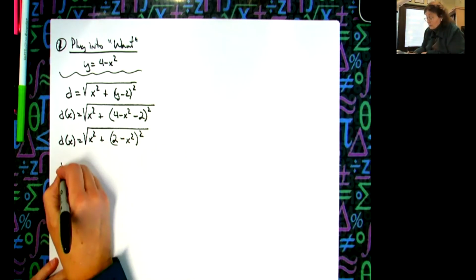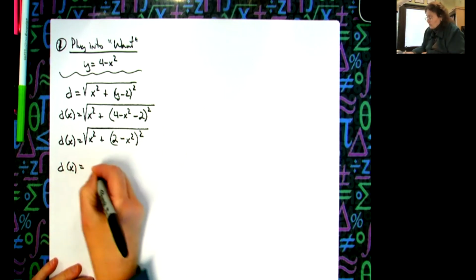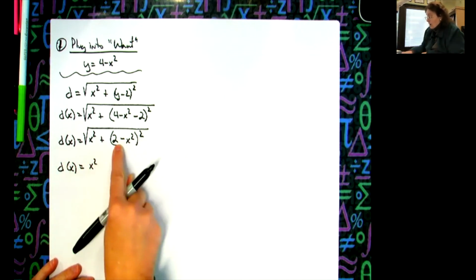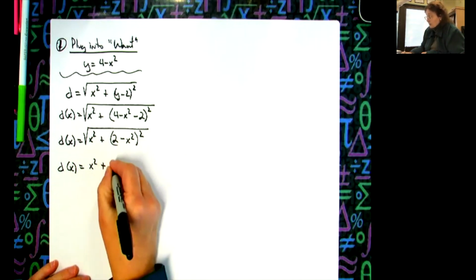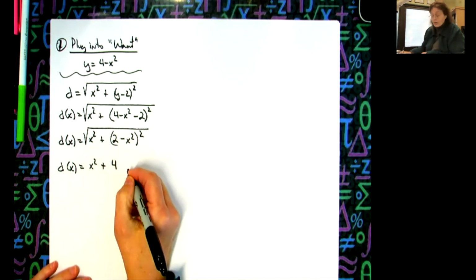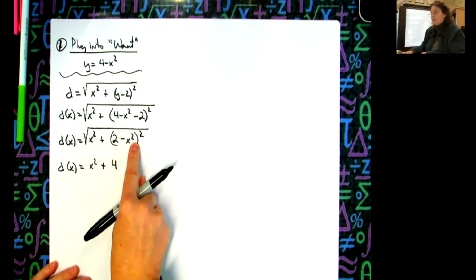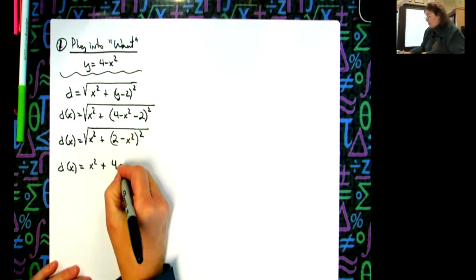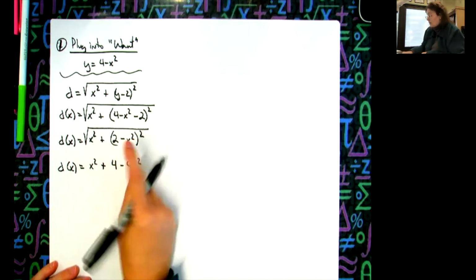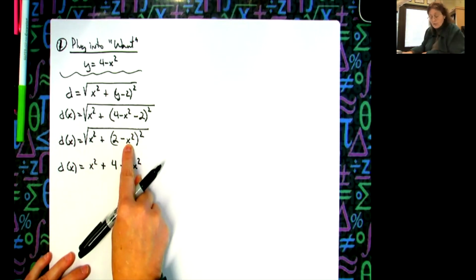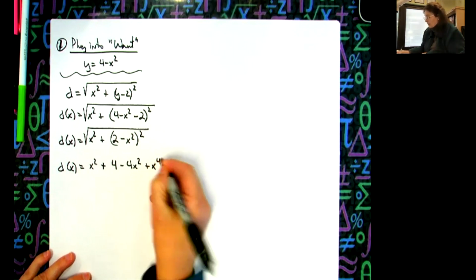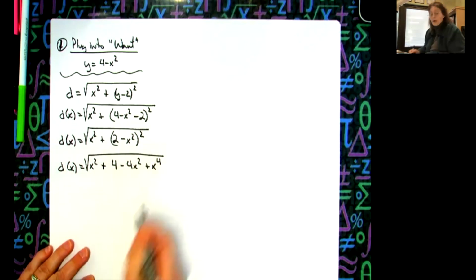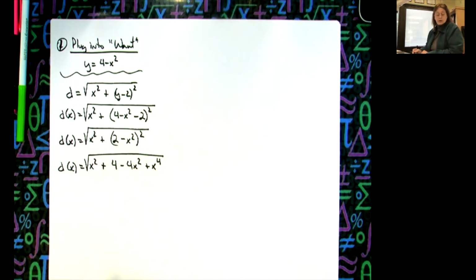Okay, so more algebra, d of x is equal to, all right, so x squared. All right, so FOIL this out. Don't let me make a mistake here. 2 squared will be 4. Then a negative 2x and a negative 2x will be a minus 4x squared. Negative x squared times negative x squared will be a positive x to the 4th. Keeping that square root at all times there.